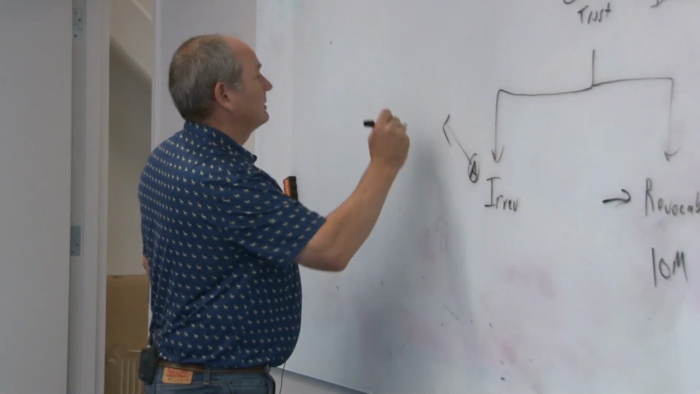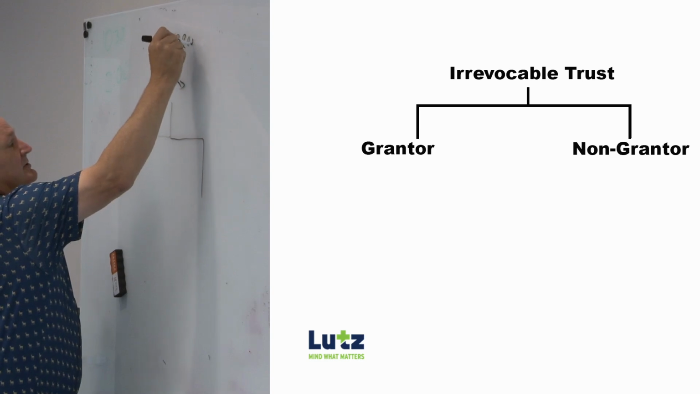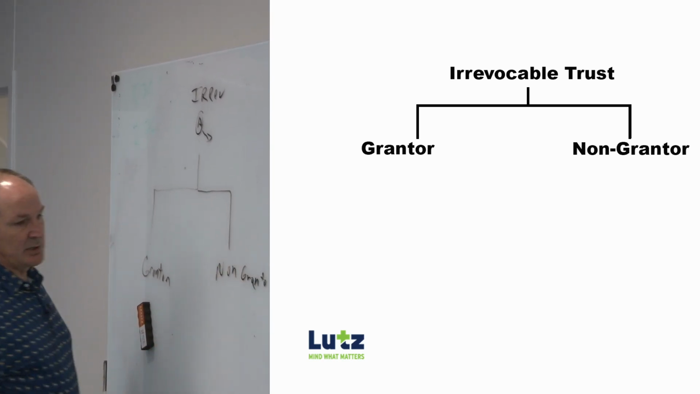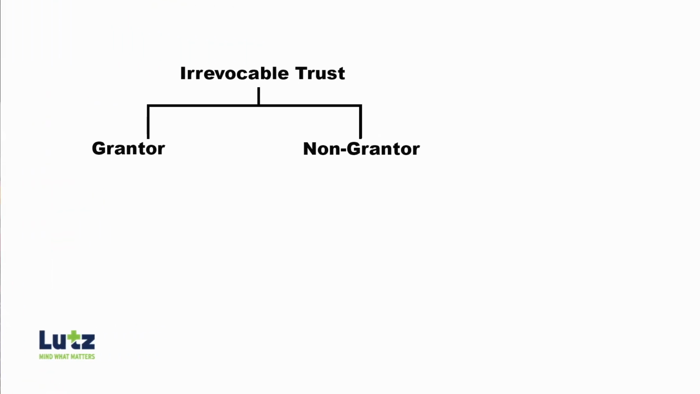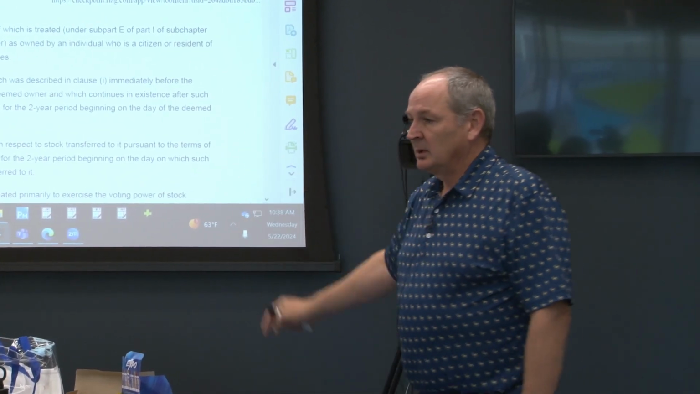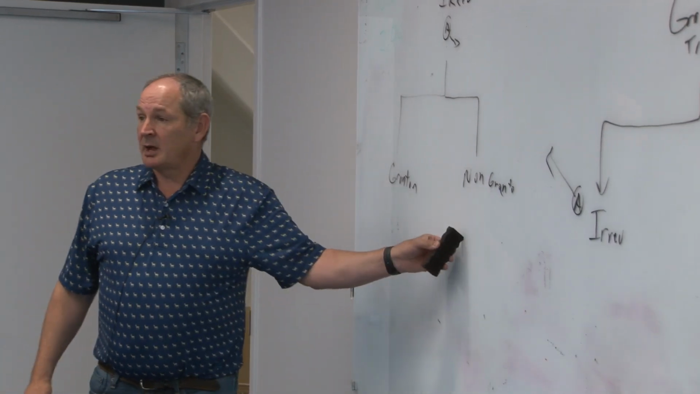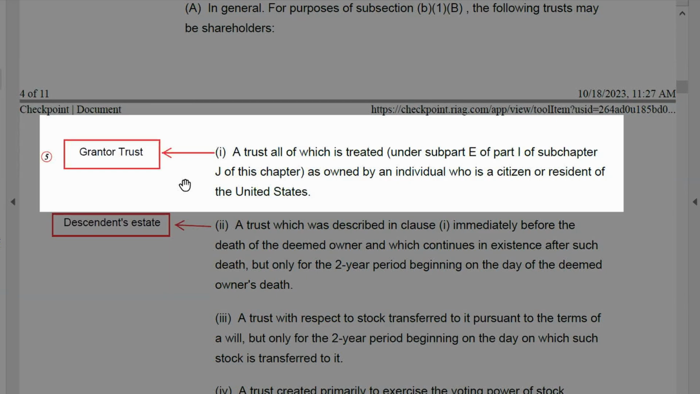This irrevocable trust comes in grantor and non-grantor. So the fact that it's under the grantor side just means it's a subset of what's possible for an irrevocable trust. Okay, so a grantor trust, whether it is revocable or irrevocable, is an appropriate shareholder. That's the point. And part of the problem is the revocable trust or the irrevocable trust can be either grantor or non-grantor. So if we go back over to the rule, the grantor trust is an appropriate shareholder.